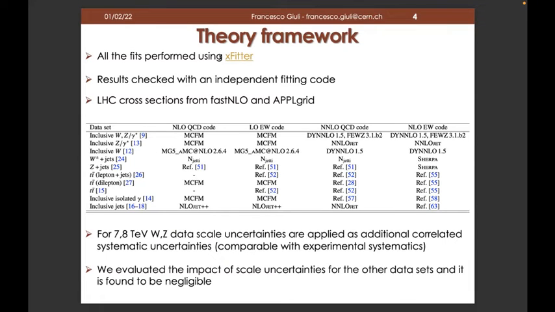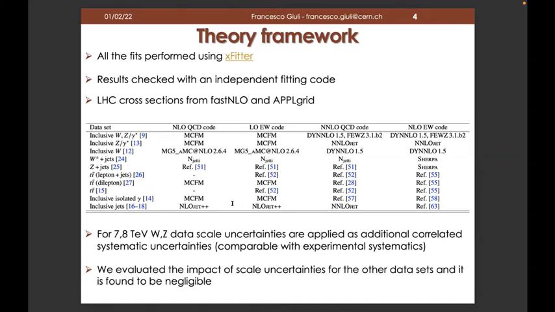So in slide number 4, I would like to show you the theory framework of this work. All the fits have been performed using xFitter, and all the results have been cross-checked with an independent fitting code known as the Oxford code. As regards the theory predictions for LHC cross sections, they come at next-to-next-to-leading order from fast NLO, or I mean, we achieve NNLO accuracy from NLO predictions by applying K-factors. And here you have a table in the middle of the slide with all the codes used for NLO and NNLO QCD predictions, and also the codes we are using for achieving state-of-the-art precision for this theory calculation: NNLO in QCD and NLO in electroweak.